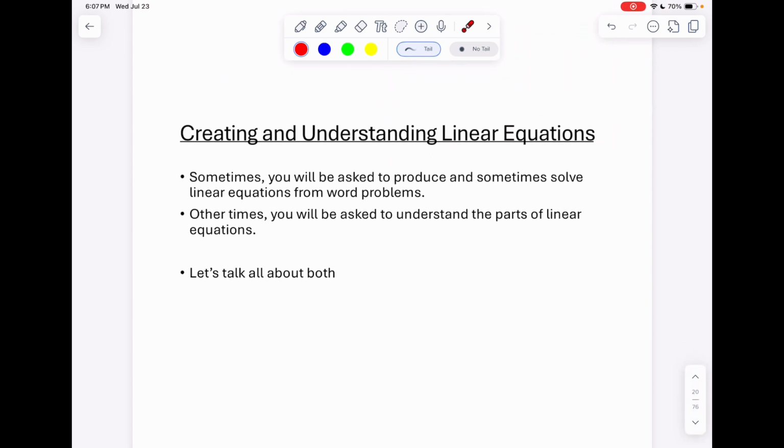Because now we're going to talk about creating and understanding linear equations. Sometimes you'll be asked to produce and sometimes solve linear equations from word problems. So being able to make an equation that you can solve is really helpful. Other times you'll just be asked to understand the parts of a linear equation. So let's talk about both.